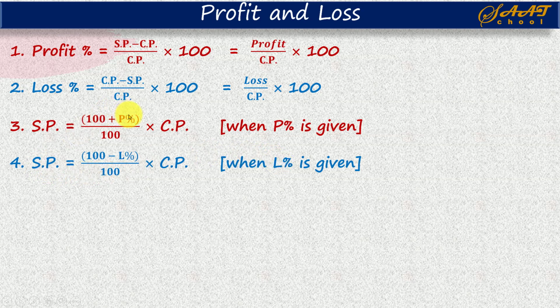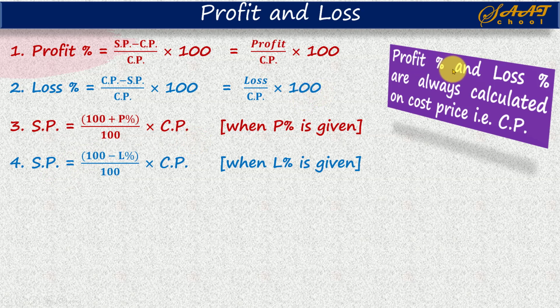So when the profit percent is given, there should be plus. When loss percent is given, there should be minus. Again, if SP, CP are given, we use this for calculating profit percent, or you can say gain percent. If profit percent is given, we use this relation. When loss percent is given, we use this relation.